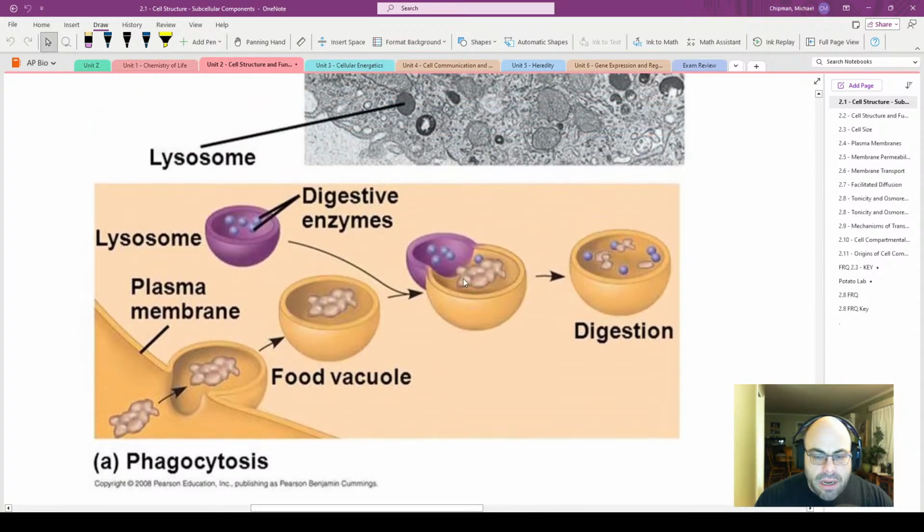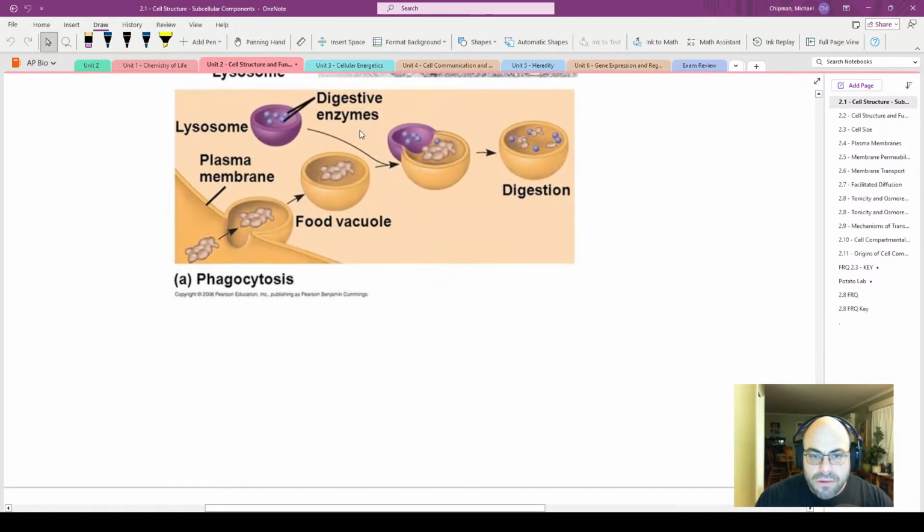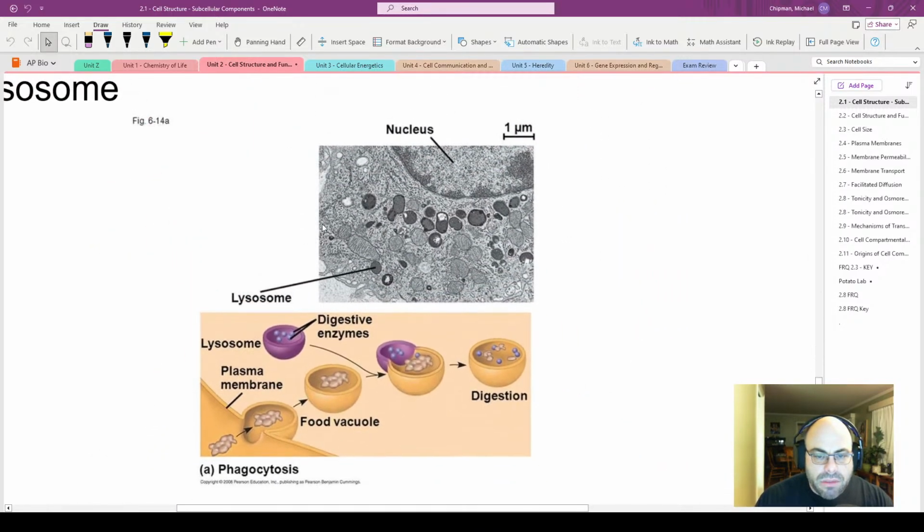Because the whole inside of this is going to have a lower pH. It's going to break down that mushy cereal and make it into something that you can actually use. And so that's what lysosomes do. But it can do that with a virus. It can do that with bacteria. Anytime something needs broken down.